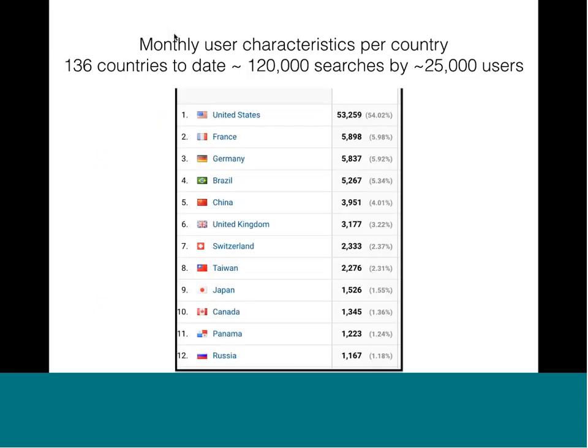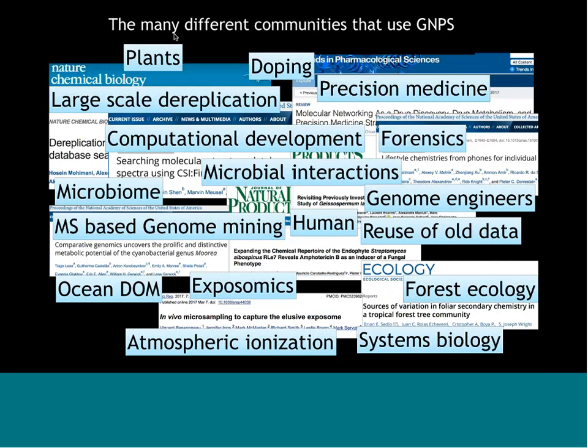Now, right now, we actually have a lot of users. We have 136 countries that are using it, 25,000 users worldwide that are using this particular infrastructure. And you can see how much it's being used. What I like about the GNPS infrastructure is that different communities are beginning to speak the same language. So somebody in forensics may make an annotation, and those annotations may actually be useful for people who are studying dissolved organic matter, or they may be useful for people who are studying exposomics in humans or in precision medicine.